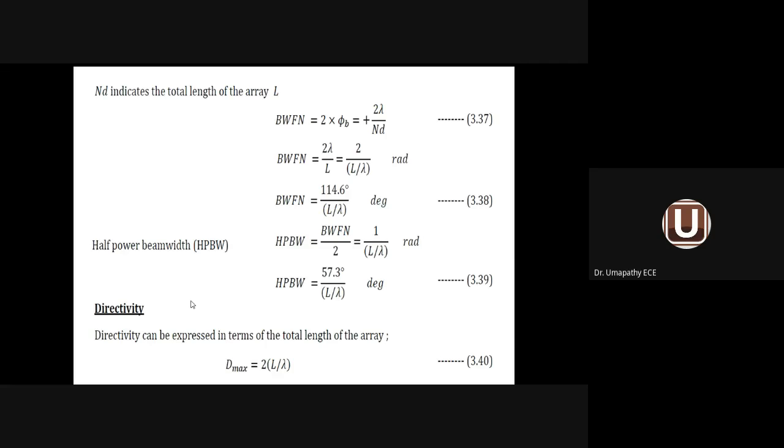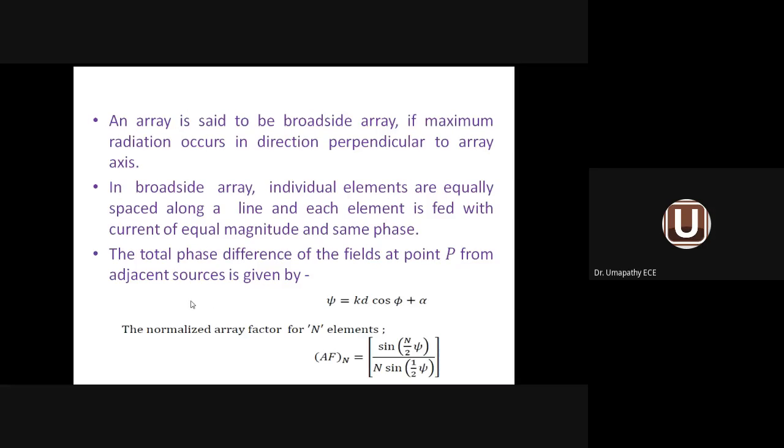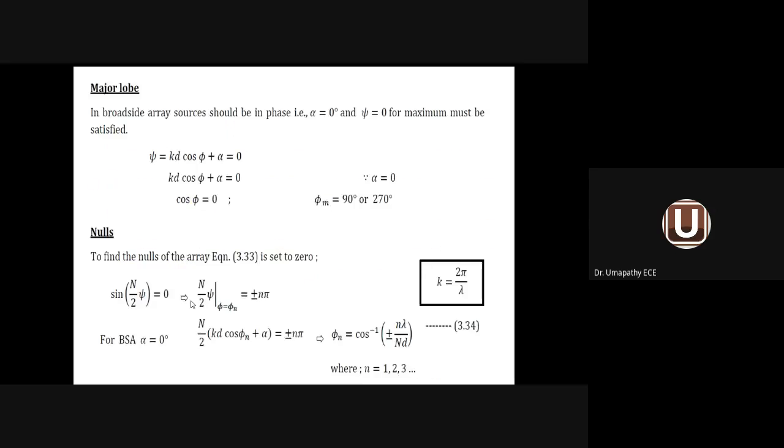Maxima angle. Second one, null point. Third one, secondary maxima. Fourth one, beam width. Fifth one, directivity. Same procedure we are going to apply for end-fire array also.